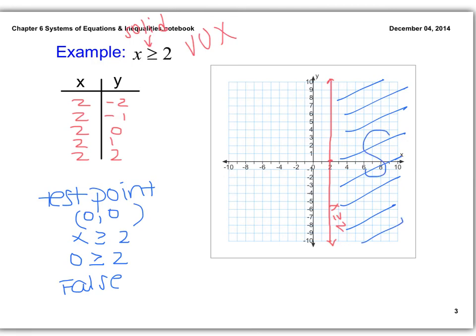We can label that with an S, and we can check a point. So pick any point in our new shaded region. So say I pick, let's do (8, 0) again. Is 8 greater than or equal to 2? Yes, so we know we shaded the correct area.